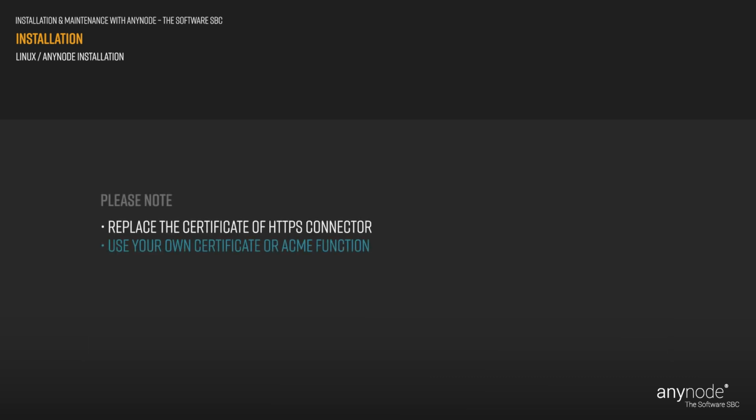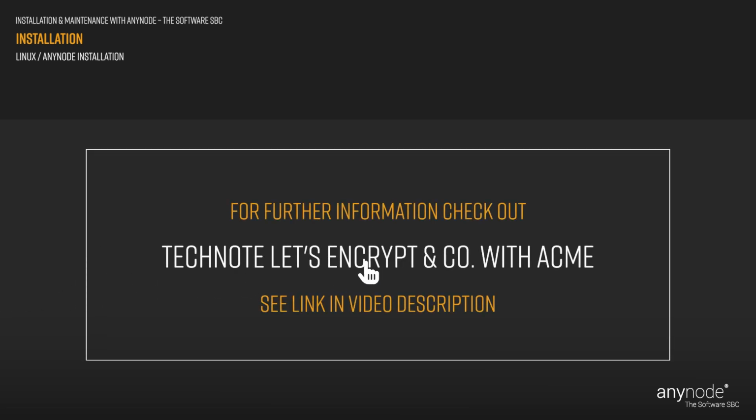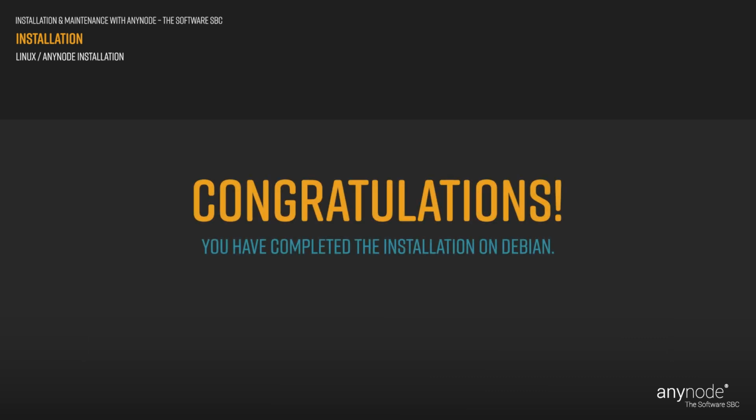You can replace the certificate of the pre-configured HTTPS connector with your own certificate or request a certificate through the ACME functionality in anynode from a certificate issuance provider such as Let's Encrypt or ZeroSSL. For further steps, refer to our guide on Let's Encrypt and Company with ACME and anynode, the software SBC. Congratulations, you have successfully installed anynode on Debian and are now enjoying all the benefits of this freely available operating system.